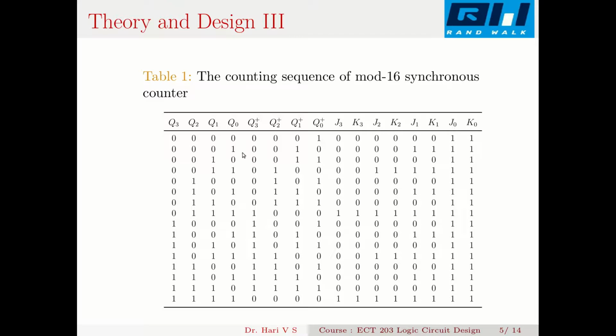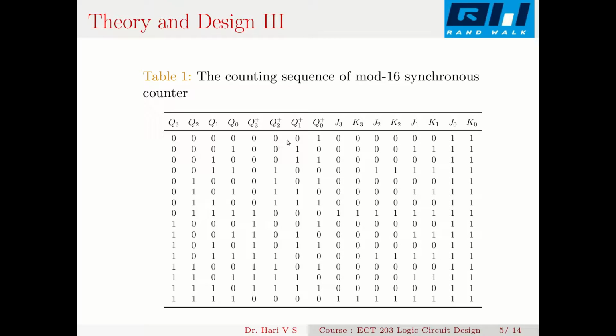So for 0, 0, 0, 1, the next count is 0, 0, 1, 0. For 0, 0, 1, 0, the next count is 0, 0, 1, 1. For the previous state 1, 0, 0, 0, the next count is 1, 0, 0, 1. This is very simple. You write the next state here, and for 1, 1, 1, 1, the next state should be 0, 0, 0, 0. That is the reset state.